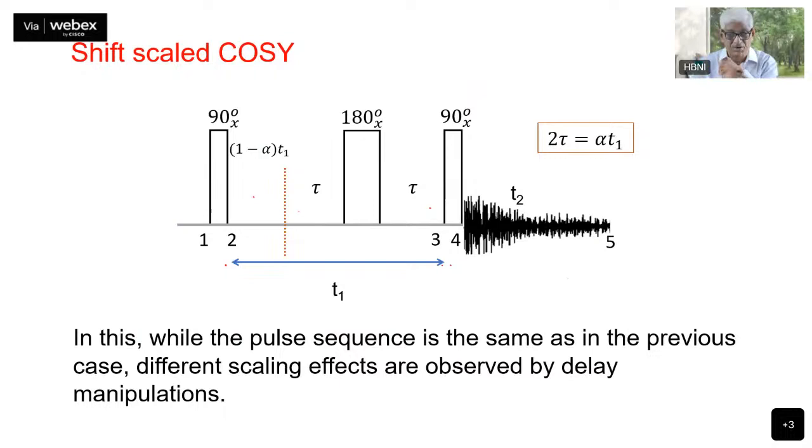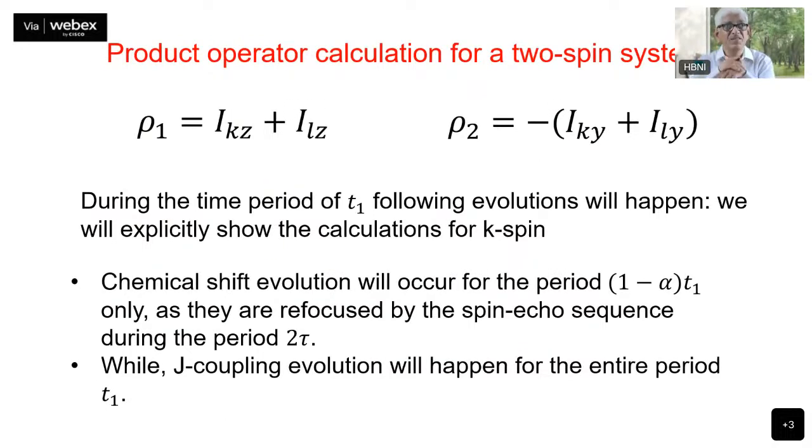So let's see how this happens. Same way as before, rho 1 is I_KZ plus I_LZ, and rho 2 is minus I_KY plus I_LY. During the time period of T1, the following evolutions will happen. Chemical shift will occur for the period 1 minus alpha times T1 only, as they are refocused by the spin-echo sequence, while J coupling evolution will happen for the entire period T1.